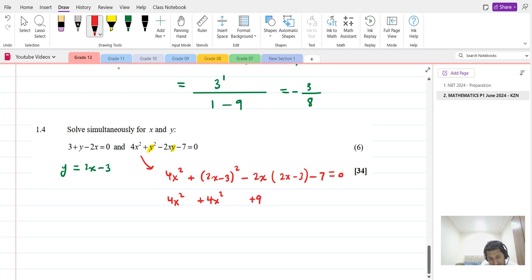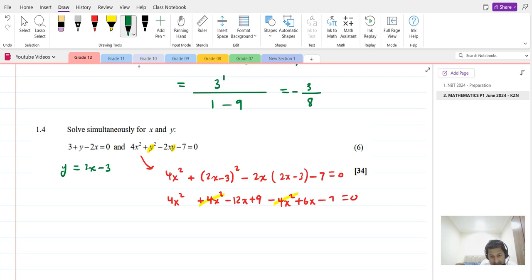Middle term is a product of these two. Minus 6, then times 2, minus 12x. Minus 2 times minus 2 is minus 4x squared. Minus 2x times minus 3 is plus 6x. And we got minus 7 is equal to 0. I can see some terms cancelling out. 4x squared minus 4x squared cancels out.